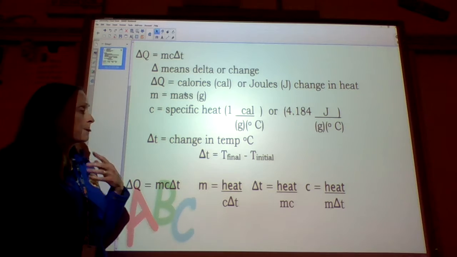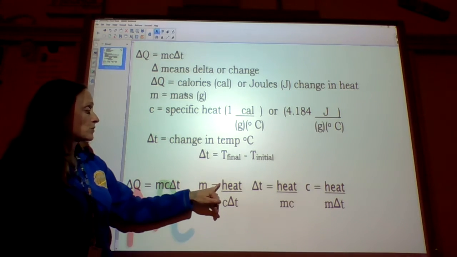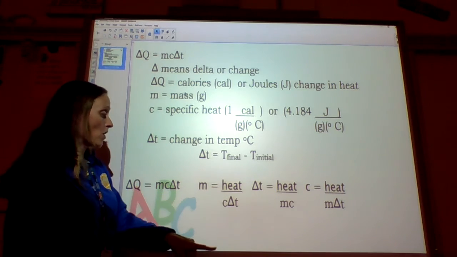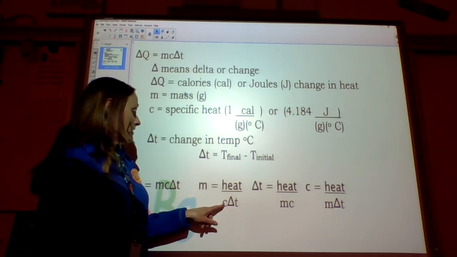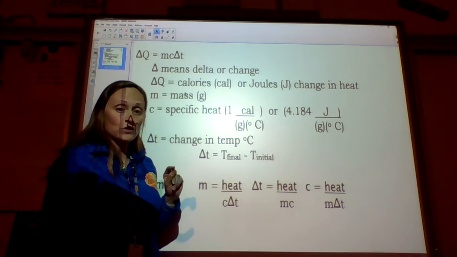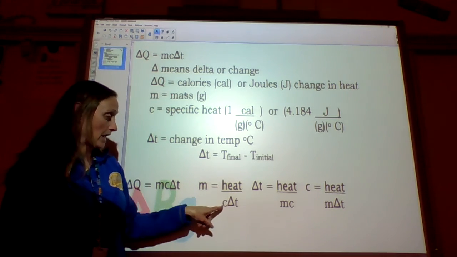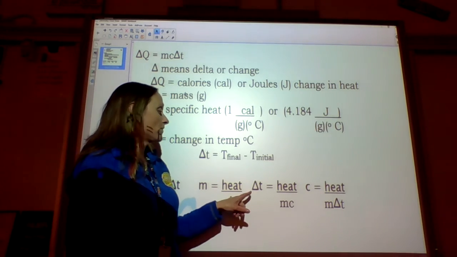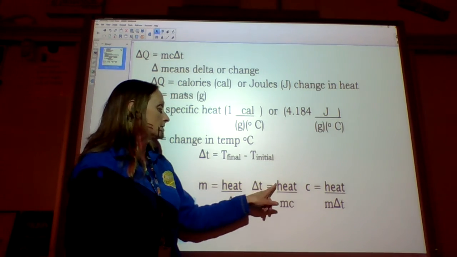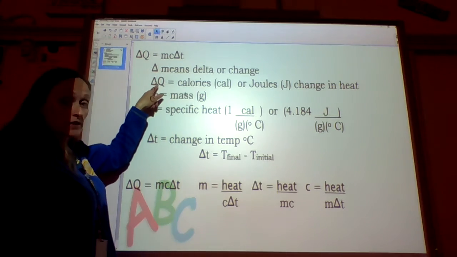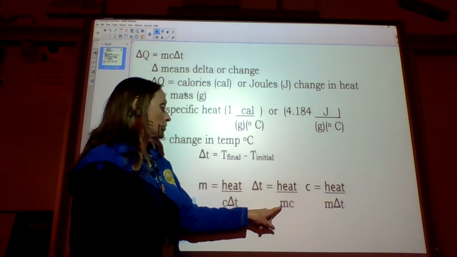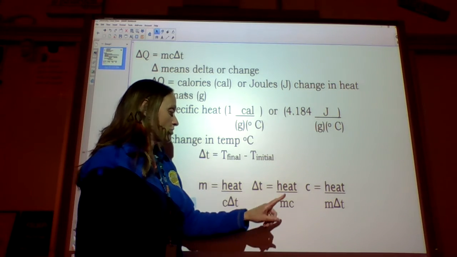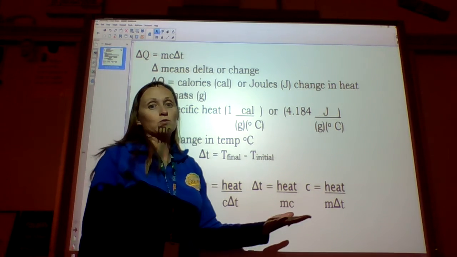M is going to be your mass. And if you're solving for mass, it's going to be your heat, or your delta Q, over your specific heat and your change in temperature. I often have students that call this the CAP formula. The delta T, or if you're finding your change in temperature, again, it's going to be your heat, or your delta Q, over your mass times your specific heat. And that's when you're given your change in heat, your mass, and you're told that you're working with water.